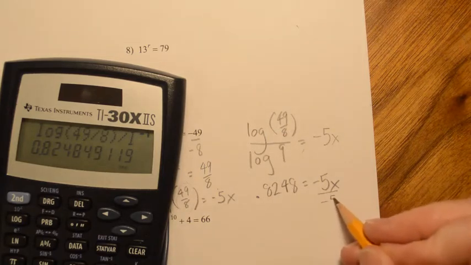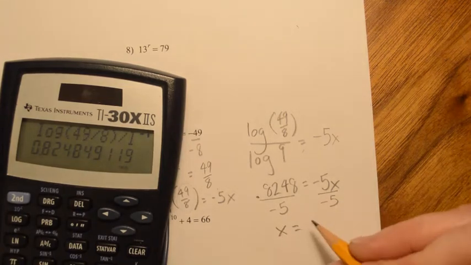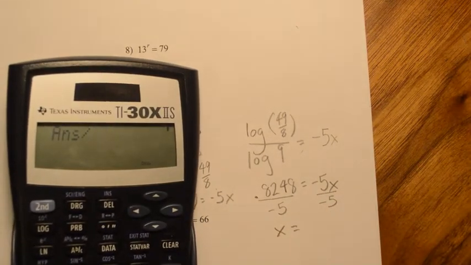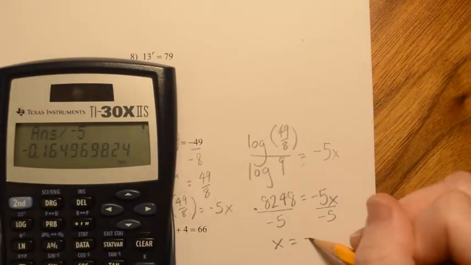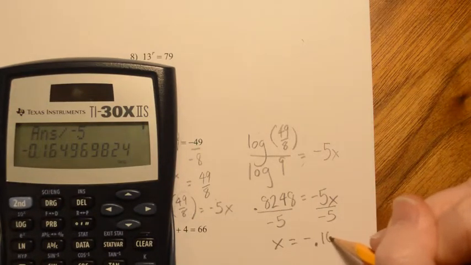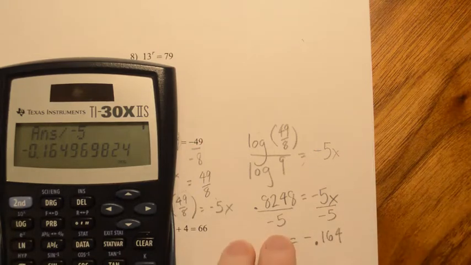So I'm going to take this negative 5 here, and I'm going to divide by negative 5, and I get x equals negative 0.164, nope, that's going to round to 50.